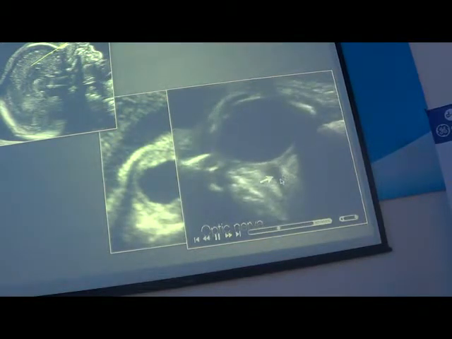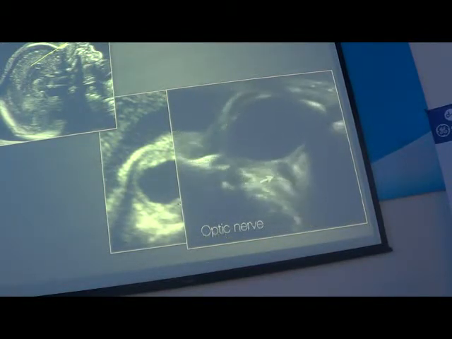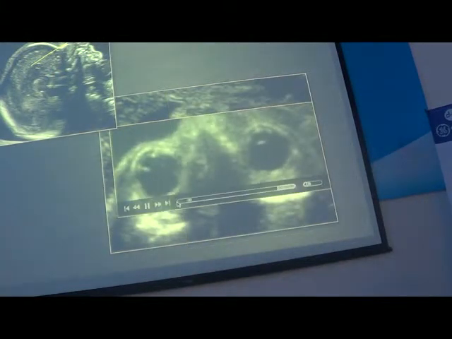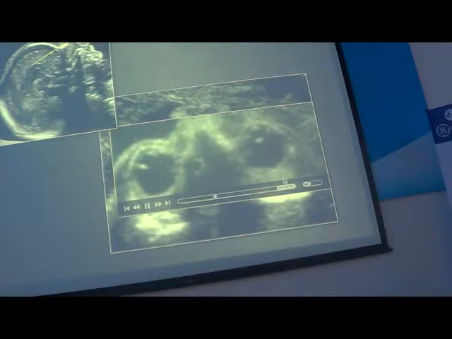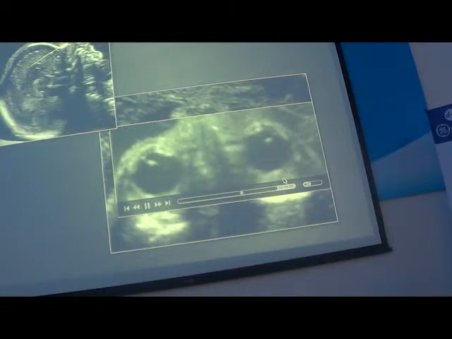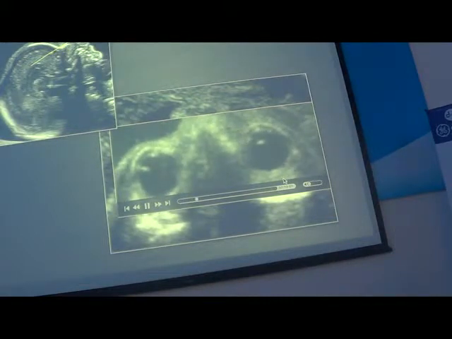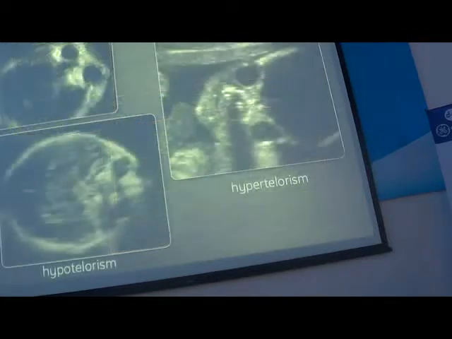This is the optic nerve behind the orbit. Thần kinh mắt. Eyes movement. You can see it in the third trimester of the pregnancy. Cử động của mắt vào quý 3. And different examples of hypertelorism. Đây là mắt cách xa nhau. And hypotelorism. Đây là mắt quá gần nhau.